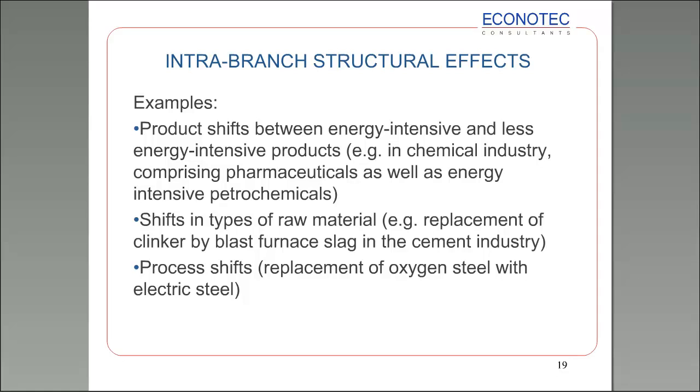Conversely, if you abandon the use of blast furnace slag, which tends to be the case because of the closing of the oxygen steel industry in Europe, well, there's more clinker to be produced for the equivalent amount of cement produced. Then you increase the unit consumption of the cement industry. A third example of inter-branch structural effect is process shift. For example, the replacement of oxygen steel with electric steel. That saves a lot of energy.